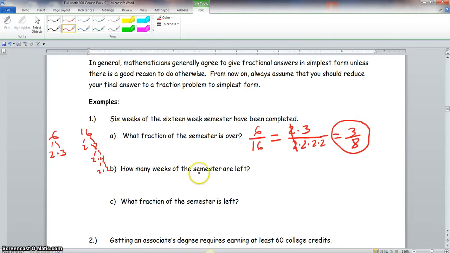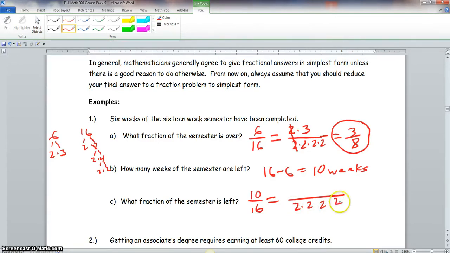Now it says here, how many weeks of the semester are left? Okay, so now 6 weeks are completed, and it's 16 weeks. So we would take 16 minus 6, will leave us 10 weeks. Now it says what fraction of the semester is left. So we know our complete semester is 16 weeks, and we had 10 weeks left. Now we already had the prime factorization of 16, which was 4 2's, which we did in A. Now the prime factorization of 10, we know breaks down to 2 times 5. These 2 simplify out, and you would be left with 5/8.